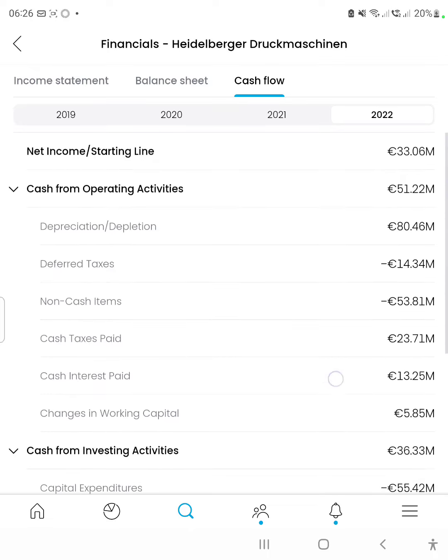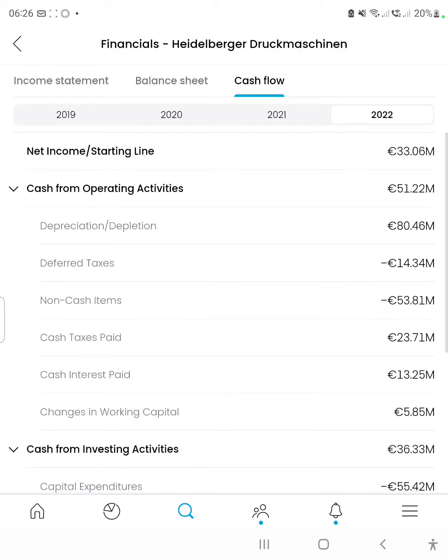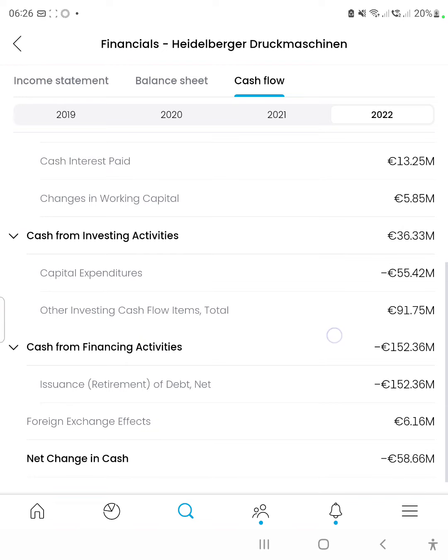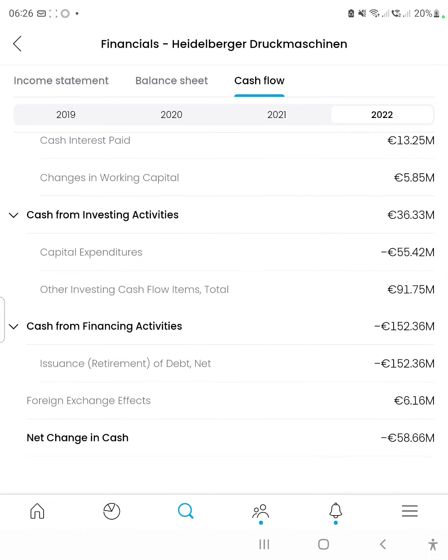So we're going to get into the cash flow from operating activities: 51.22 million euros. 36.6 million euros from investment activities, 55 million euros of which was spent on capital expenditures. That's actually quite good considering the size of the company. The company is not very large at all. So it's about 10% expansion.